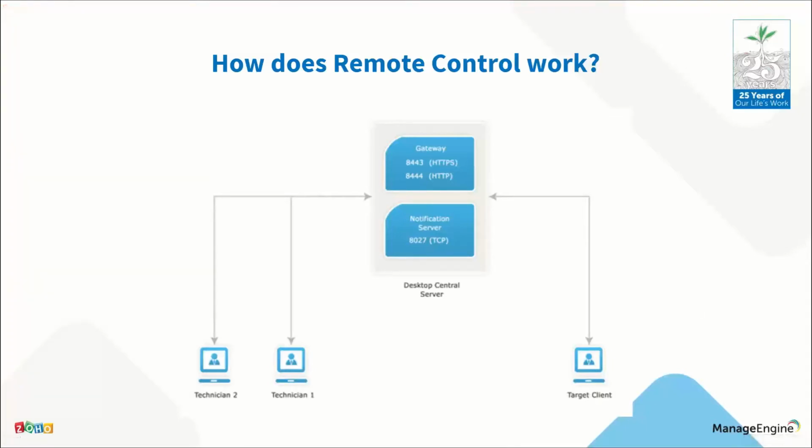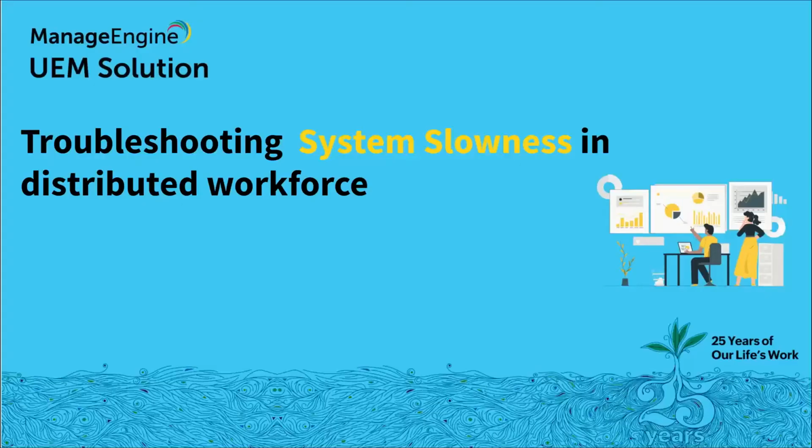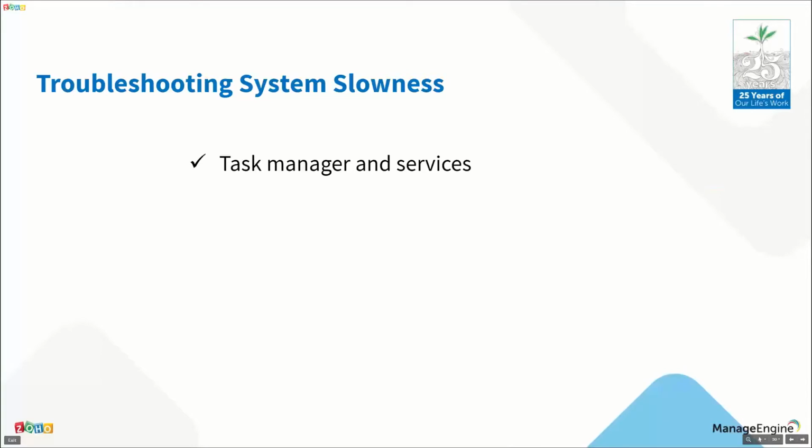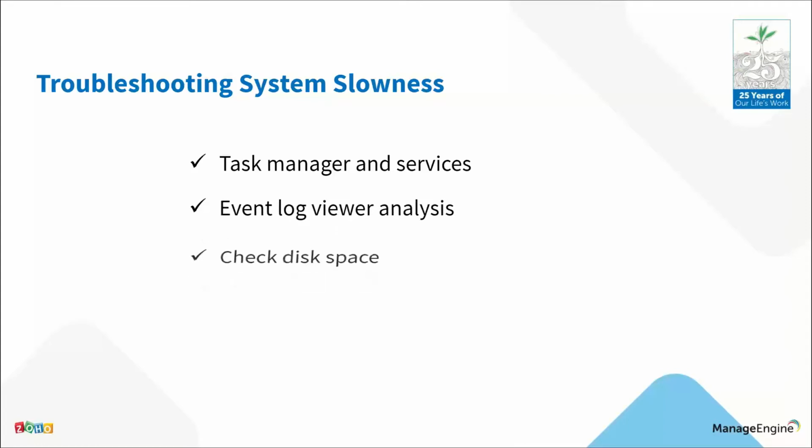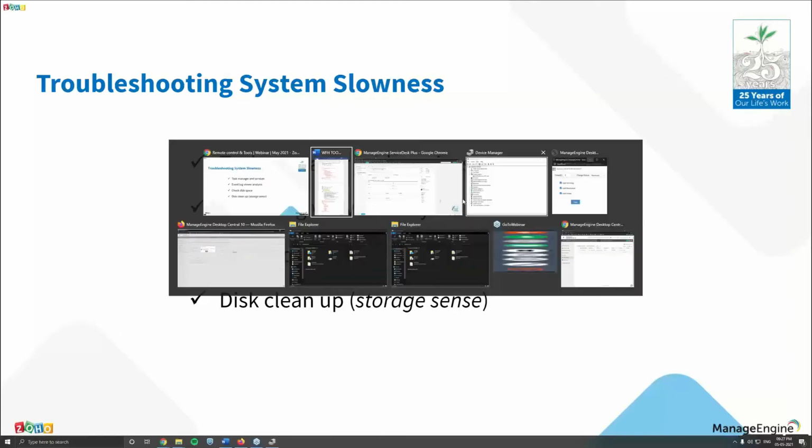Now we can take another real case scenario, system slowness. So let us assume that the end user sends a ticket for system slowness. What are the things that you can do from Desktop Central? It can be something with Task Manager and services, review the event logs for better analysis, or maybe check the disk space, which slows the computer. Or maybe we have to do some cleanup or configure Storage Sense, which is available on modern Windows 10 operating systems. So let us see how we can leverage these in Desktop Central.